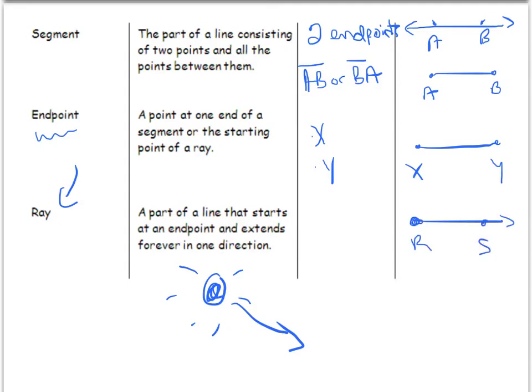There's my lovely ray. The endpoint is where the ray starts. So in this case, it starts here at point R. Let's say I draw it this way. It also starts at the endpoint here at point R. So in both cases, this is the ray RS.